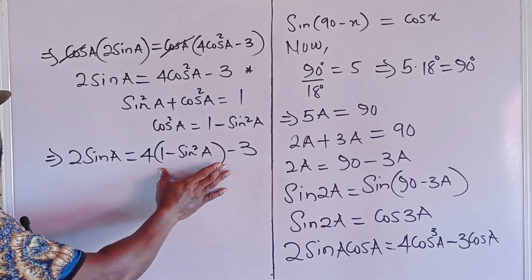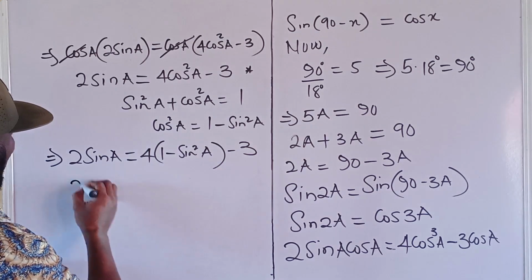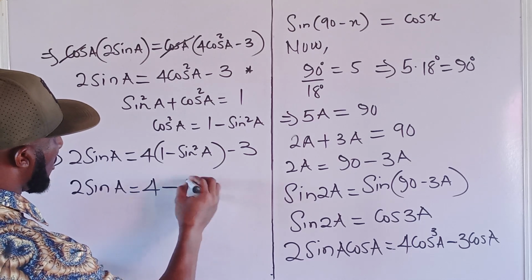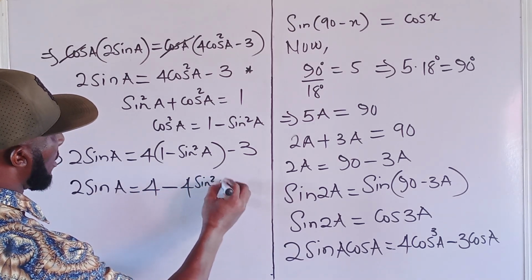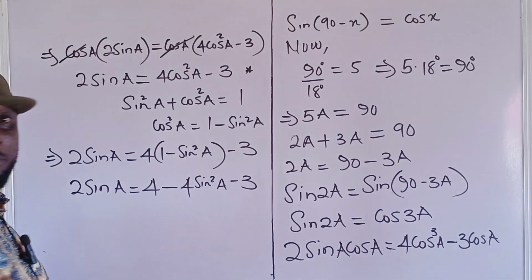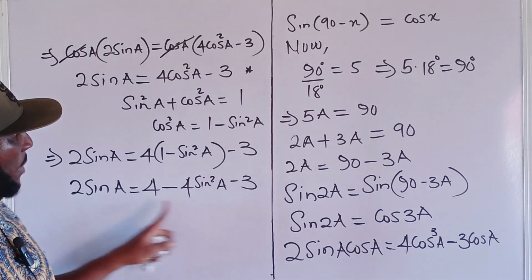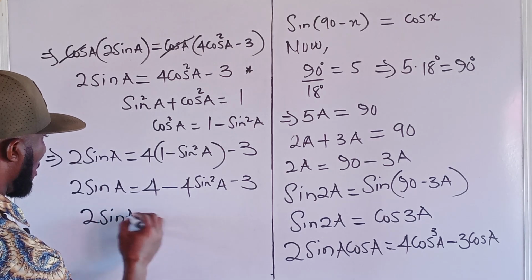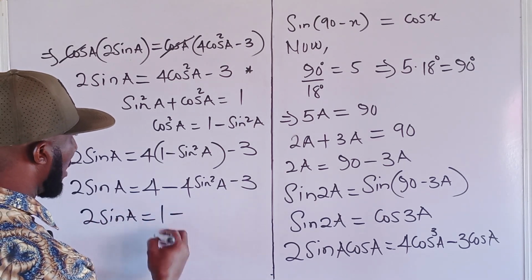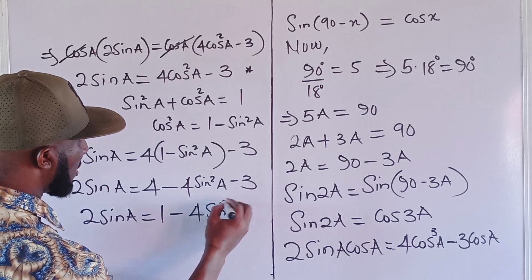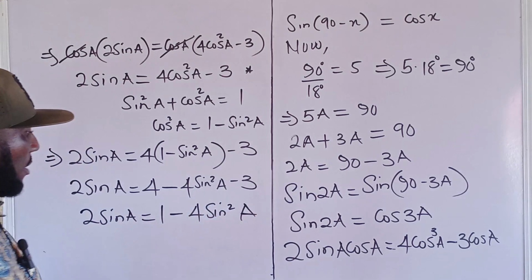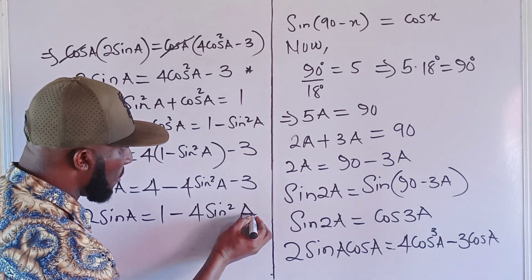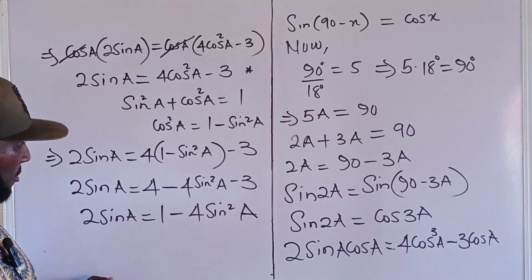So if I distribute this parenthesis, 2 sine A would then be 4 minus 4 sine squared A minus 3. Now 4 minus 3 is 1. We're going to have 2 sine A equals 1 minus 4 sine squared A. This is a quadratic equation in sine A. I can actually solve it directly without using any substitution.